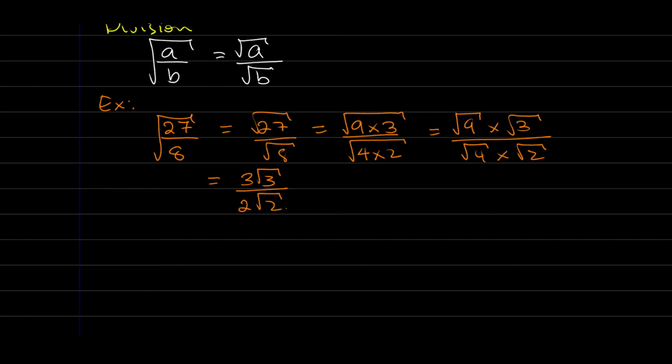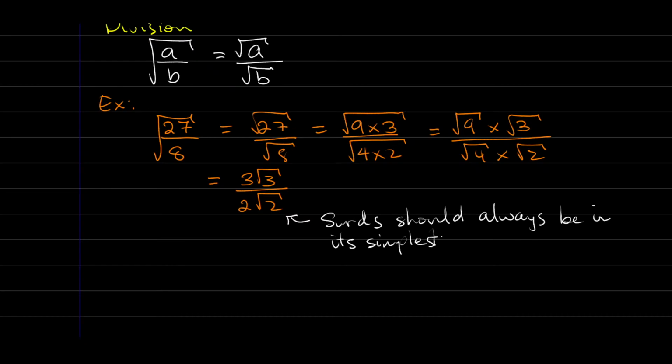Now, at this point, you would say, okay, I'm done. No, that's not the case. You cannot have a denominator with a surd, right? You cannot have a surd denominator. So surds should always be in their simplest form, right? Simplest form means I would take this and reduce it to this. But that is not the end of the simplest form, right?